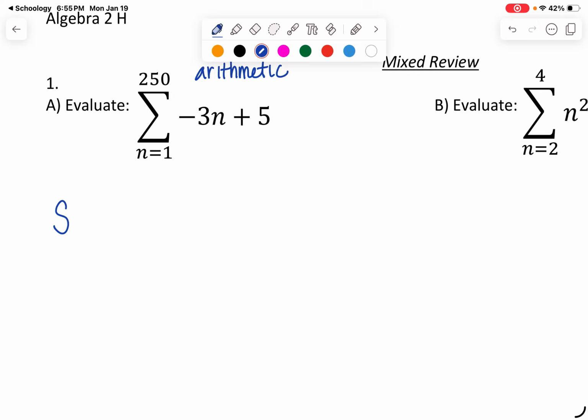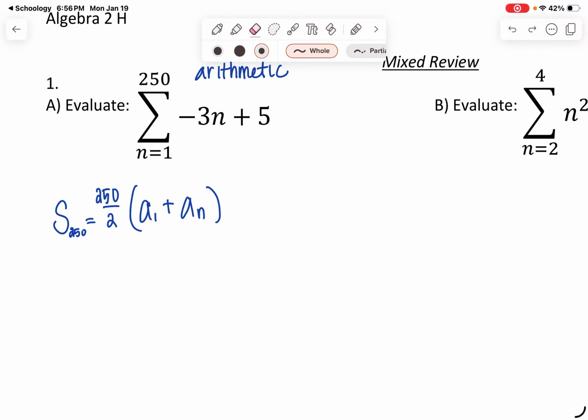So the sum formula for arithmetic is the sum of however many terms there are is equal to n divided by 2, the number of terms divided by 2, times the first term that you're plugging in plus the last term that you're plugging in, okay? So what I'm going to do is erase this. First off, the number of terms is 250. Now I need the first term, which is by plugging in 1, and the last term, which is plugging in 250.